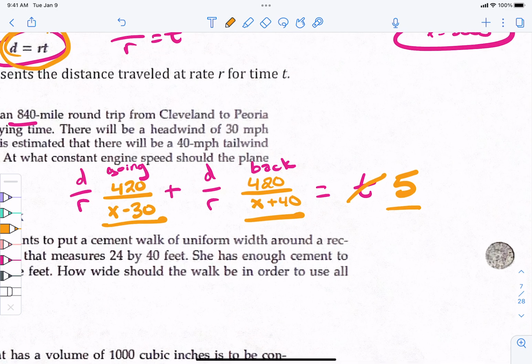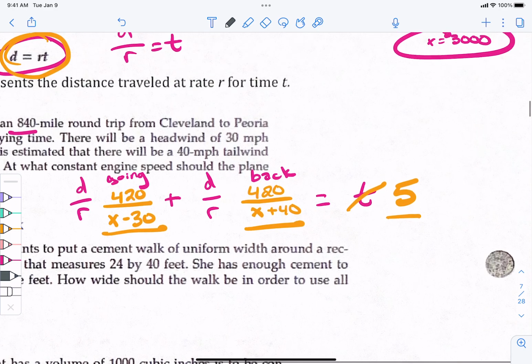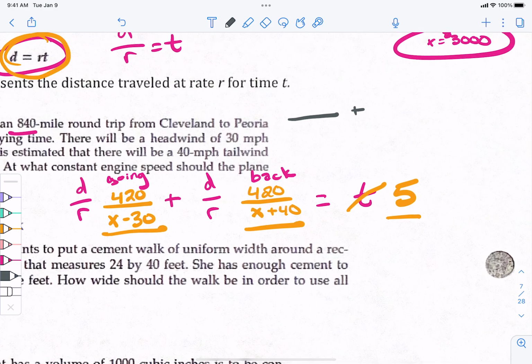Like finding a common denominator? Maybe? Jayton, the sad thing is we've already done this once. You've taken a test over this. This guy plus this guy equals 5. Okay, so let's do this.